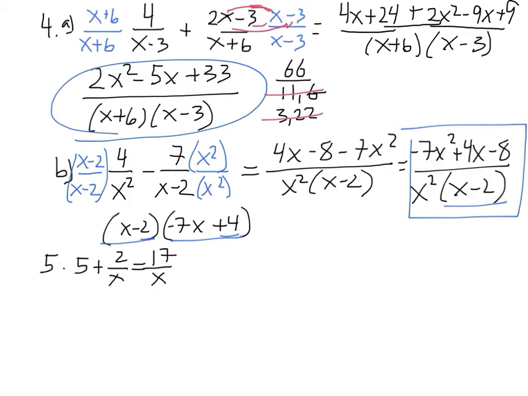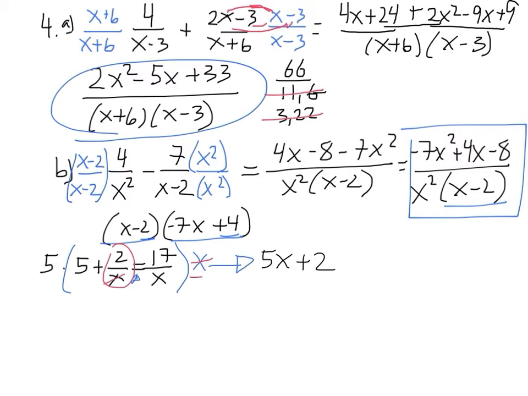Alright, in this equation there's an equal sign right here, which means we're going to solve. So what I'm going to do is multiply everything by x to get rid of my denominator. Okay? When I multiply 5 by x, I get 5x. When I multiply x times 2 over x, the x's cancel out. I end up with 2.